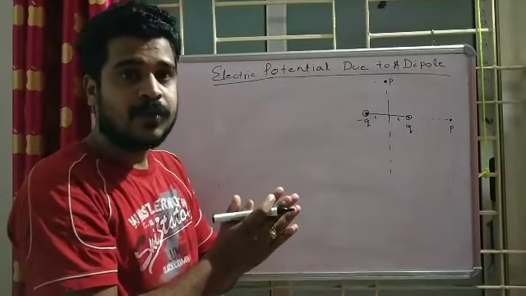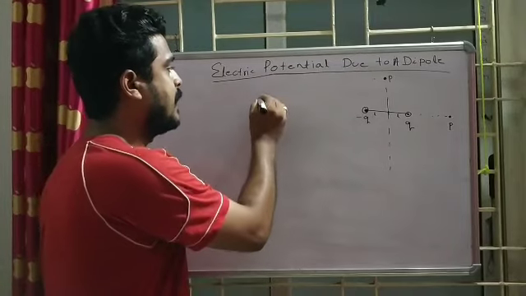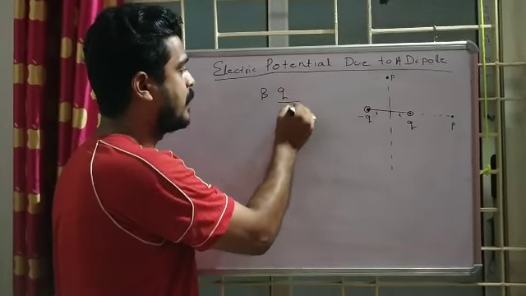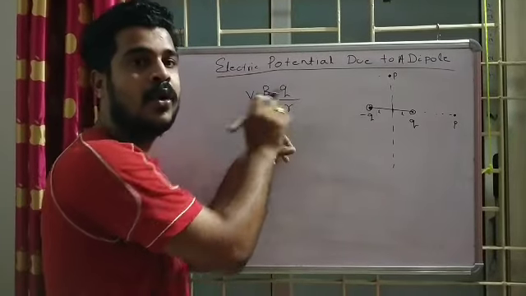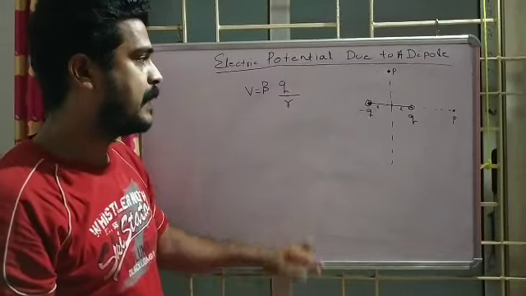I had derived the formula of potential. The formula of potential is V equal to beta q upon r. Here r is the distance of the point where we need to calculate the potential. Very good. Then I can proceed like this.